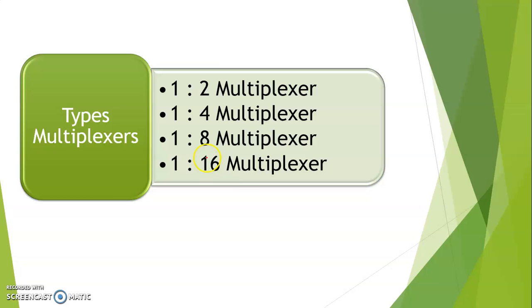Next one is the types of multiplexer. In the types of multiplexer, we have 2:1 multiplexer, 4:1 multiplexer, 8:1 multiplexer, and 16:1 multiplexer.